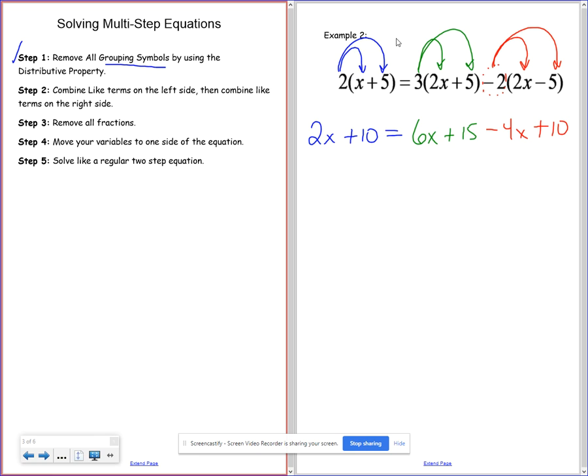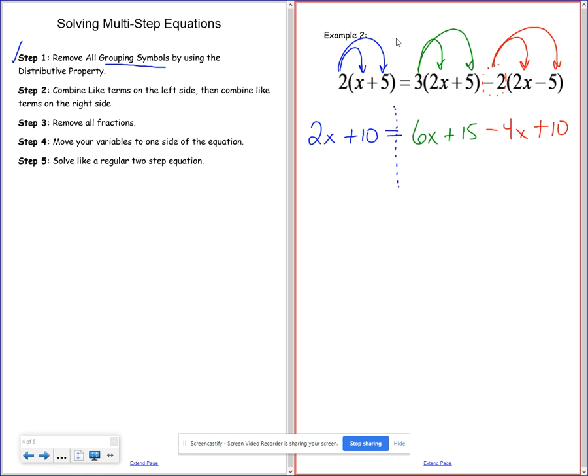Now on step 2, I'm just going to draw a dividing line here. Remember the equal sign divides into the left and the right side. So it's combine like terms on the left side. Well, the left side doesn't have like terms, so it's already simplified. So you can't do anything to the left side. Now I'm going to add our like terms on the right side. Well, we have 2 terms that have an x. What is 6x minus 4x? 2x. And then we can add the 15 and the 10 together, which gives us 25. So we got step 2 done.